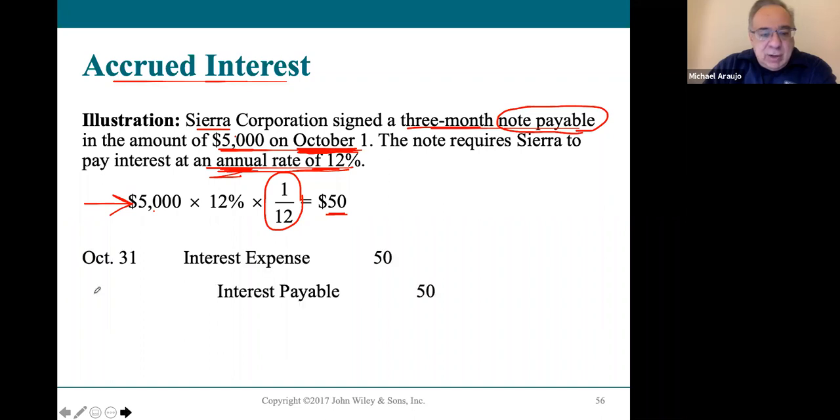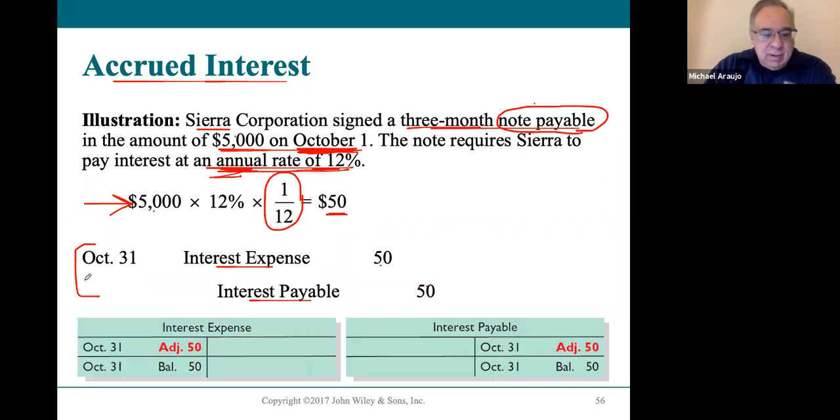So what would it look like for October for Sierra Corporation? October 31st, they could expense $50 in interest. So interest expense is the name of that account, but they're going to pay it later. When are they going to pay it? January 1st, right? So they're going to set up a liability, interest payable. So this $50 is interest on this note. It's payable January 1st. That's the journal entry. When it gets posted into the ledger, interest expense now has a balance, and interest payable now has a balance. As you see, the only time these two accounts were affected through the entire month was through the adjusting process.